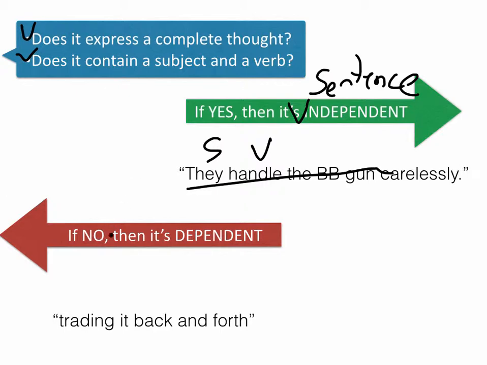Now, if it does not meet that criteria, it's dependent. Dependent clauses cannot exist on their own. They have to be attached to an independent clause in order for them to be functional. So let's look at this: "trading it back and forth." This does not express a complete thought, and it does not contain a subject and a verb. It doesn't say who or what is trading it back and forth or taking action. So this is a dependent clause, and what we can do is attach a dependent clause to an independent clause.